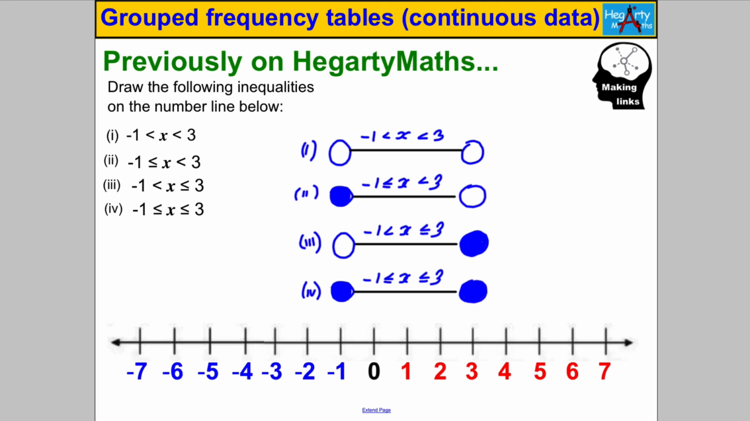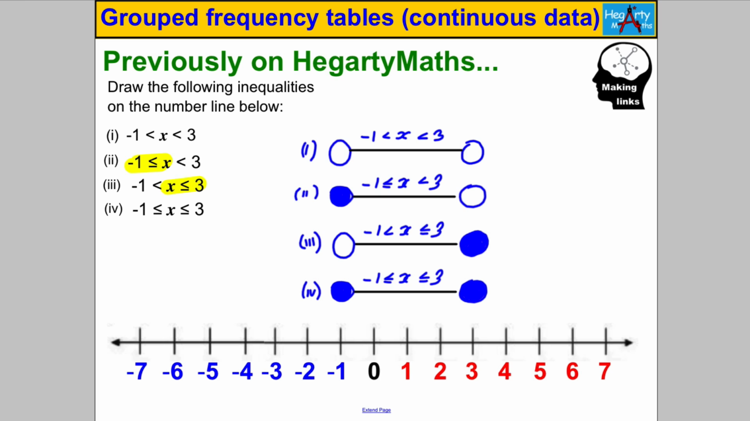And let's just have a quick reminder what these signs mean. This here means x is strictly bigger than -1 and strictly less than 3. So we don't colour in the -1 and 3 to show that x can't be -1 or 3. But in this case, because we've got x is bigger than or equal to -1, we colour in the -1 here to show x could be -1, but it again is strictly less than 3.